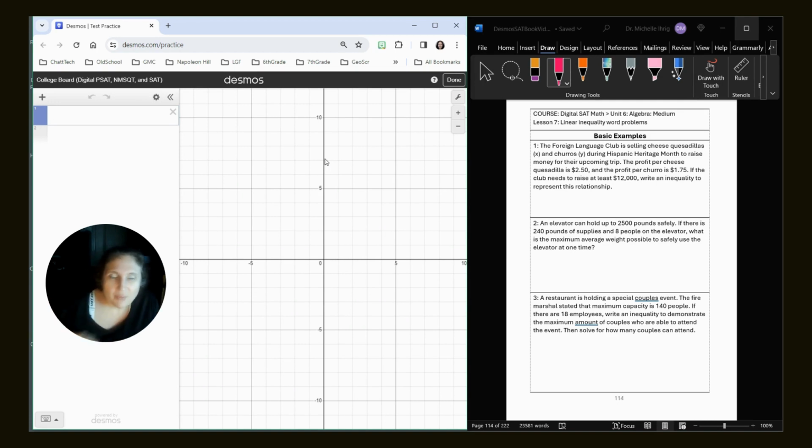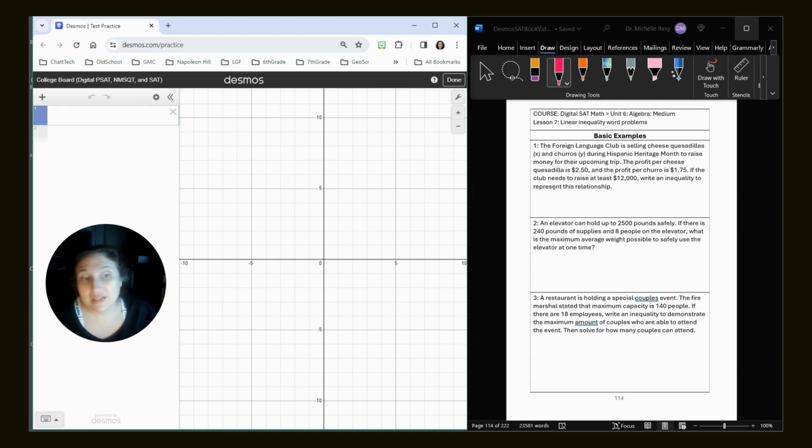All right, let's look at question number 1. The Foreign Language Club is selling cheese quesadillas X and churros Y during Hispanic Heritage Month to raise money for their upcoming trip. The profit per cheese quesadilla is $250 and the profit per churro is $175. If the club needs to raise at least $12,000, write an inequality to represent this relationship. So we're not solving anything. It's not a systems of equations. We're just writing the inequality.